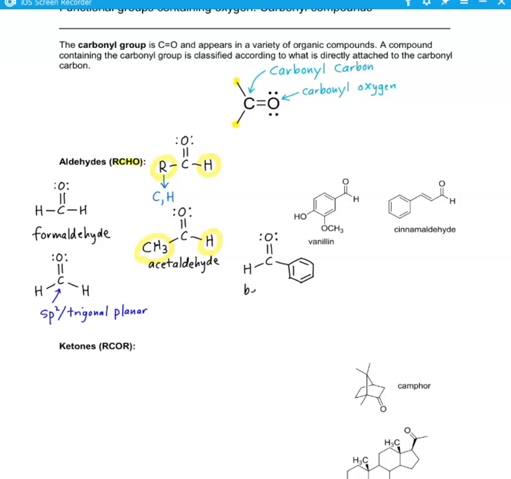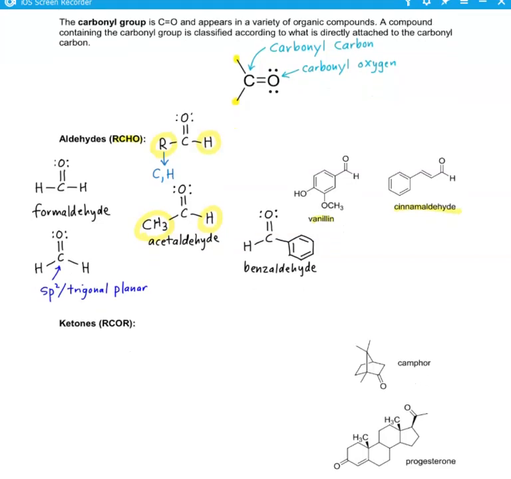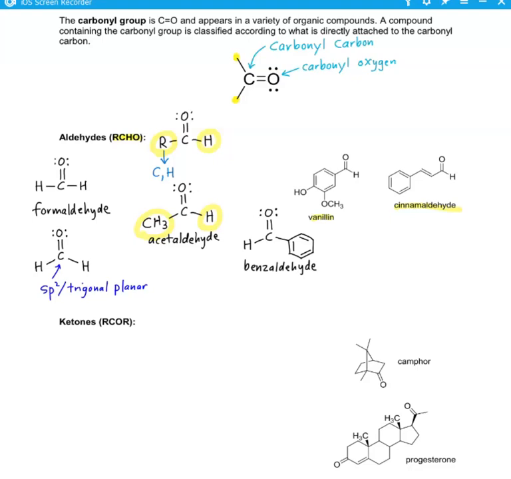This one's called benzaldehyde. And then shown to the right, vanillin and cinnamaldehyde. These are just two other examples of natural products that include the aldehyde functional group. Notice again, especially in the structure of vanillin, that there's other functional groups there as well. So see if you can pick those out.